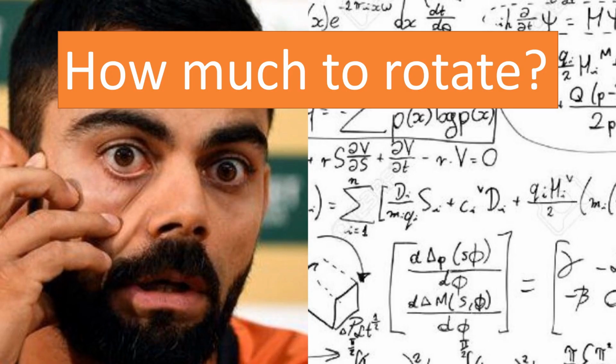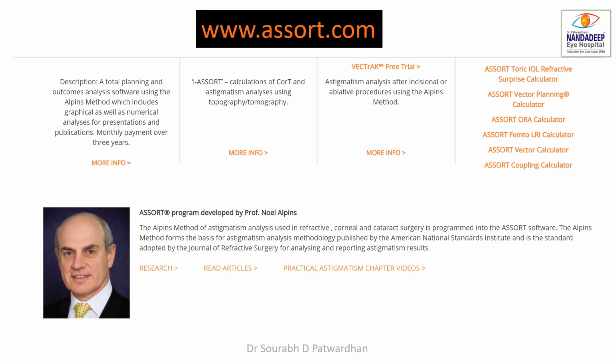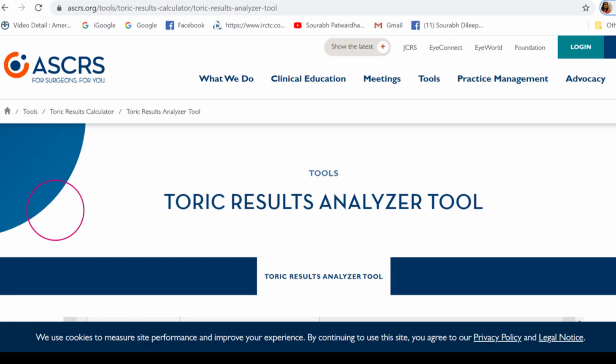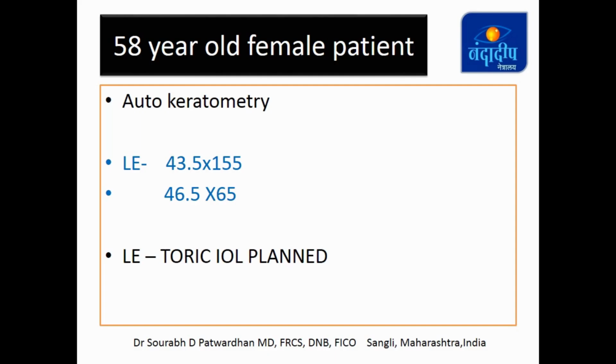Now, how much to rotate? It's a difficult question unless you are a champion mathematician. But we have these websites by Dr. Alpins, www.assort.com, or there is another website, astigmatismfix.com. There is an analyzer by Dr. Barrett on the ASCRS website to check the toric results. So you can use either of these. You have to enter the correct data and you can get the advice from this website.